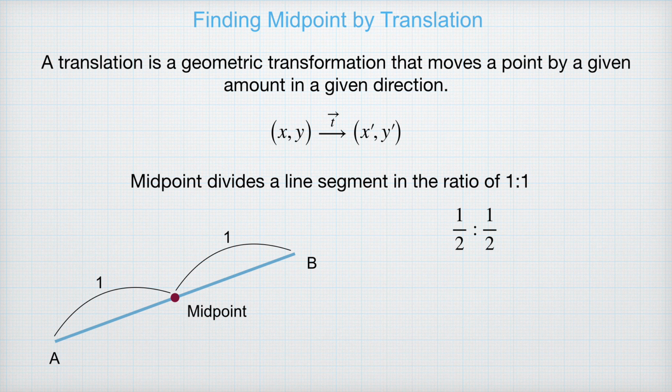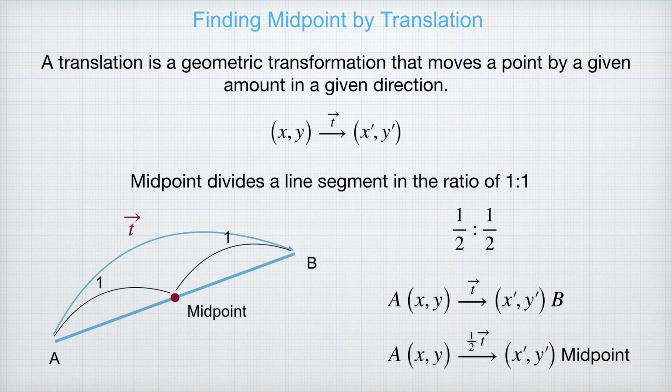Converting the ratio into fractions shows that the line is divided in equal halves. A translation from A to B can be halved to yield the midpoint.